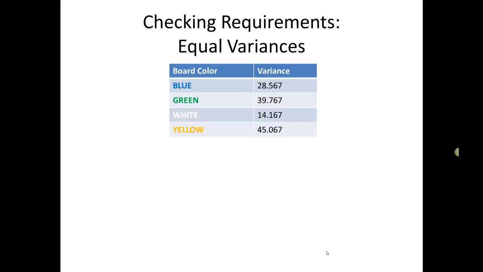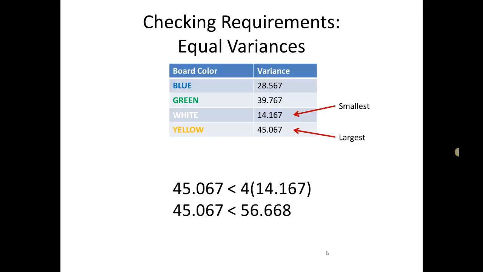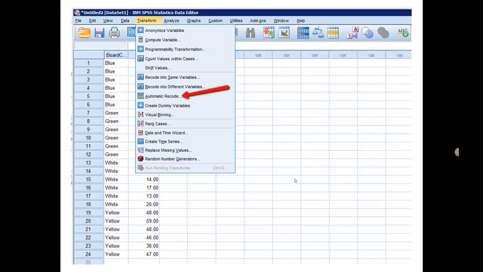Now remember, our rule of thumb says that if I look at the largest and the smallest variance in the group, I take 4 times the smallest. That should be bigger than the largest. So in this case, my smallest was 14.167. If I multiply that by 4, we get 56.668. That is larger than the largest variance in the table, which was 45.067, which means that we meet the requirement. So we've checked the requirements.